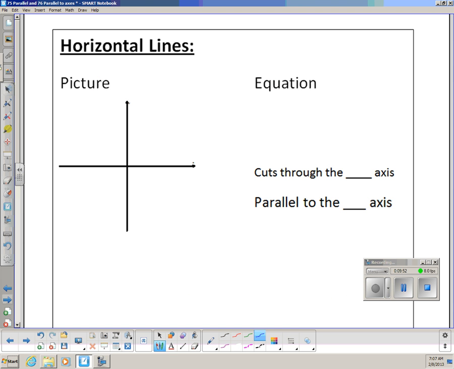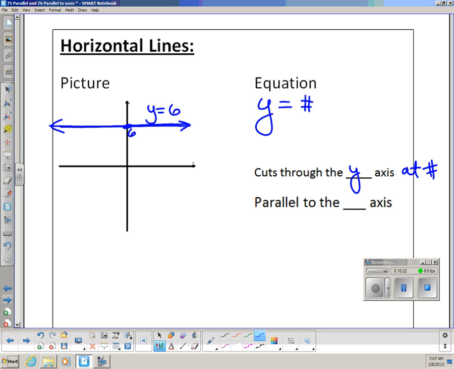So horizontal lines, okay, a picture would be like this. Okay, and say this is, I'm going to make up a number for this. This is 6. This equation would be y equals 6. So the equation of horizontal lines is always y equals just a number. It just equals its y-intercept. It cuts through, so imagine it's slicing through the y-axis at that number, and it's parallel to the x-axis. It doesn't cut through the x-axis. It's parallel to the x-axis.